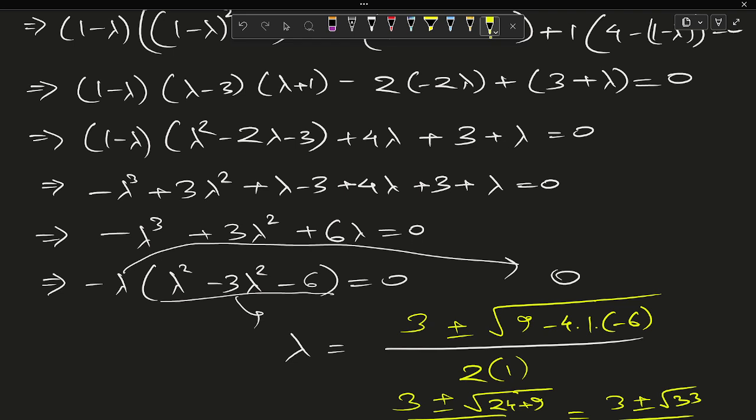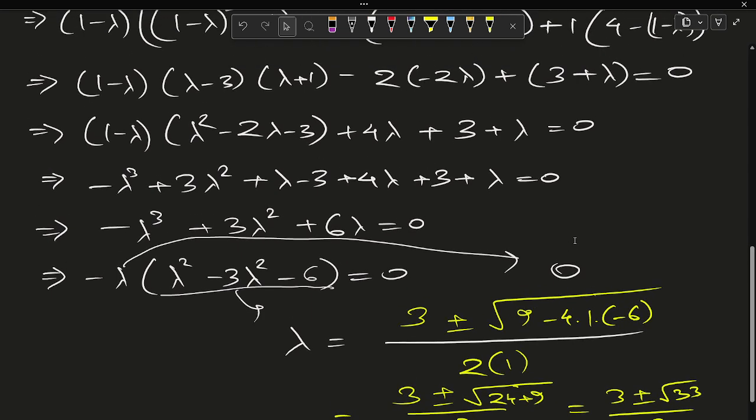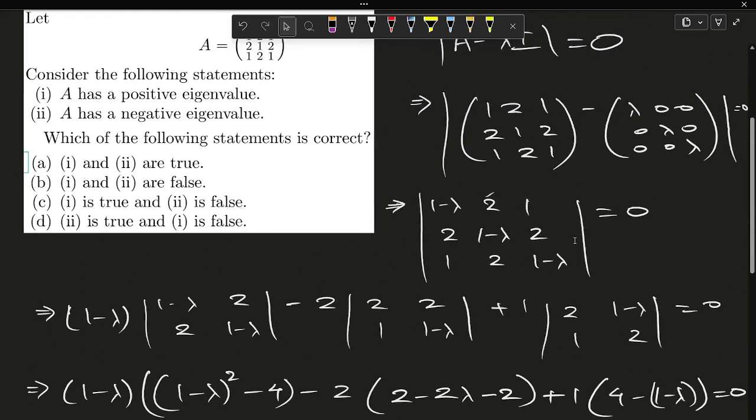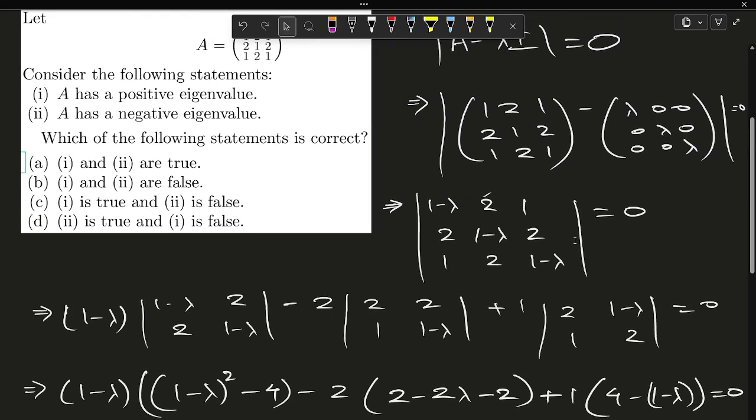So we can see that one root is positive and one root is negative, as root 33 is greater than 3. So we have one zero root, one positive root and one negative root. So the correct option will be A, as 1 and 2 are both true: A has a positive eigenvalue and A also has a negative eigenvalue. Okay, hope you understood, guys.